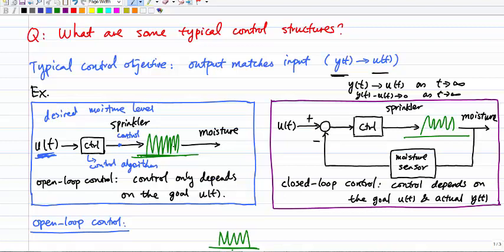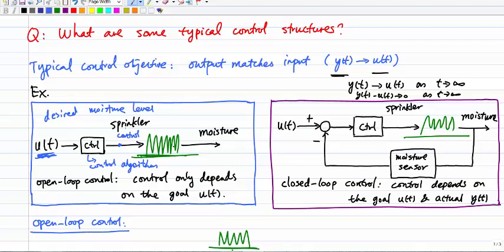Typically what happens is you set the sprinkler to start at a certain time of the day, and then stop. It doesn't matter if it's raining or not raining, or if it's very hot or not hot. So this probably is not very desirable in practice.